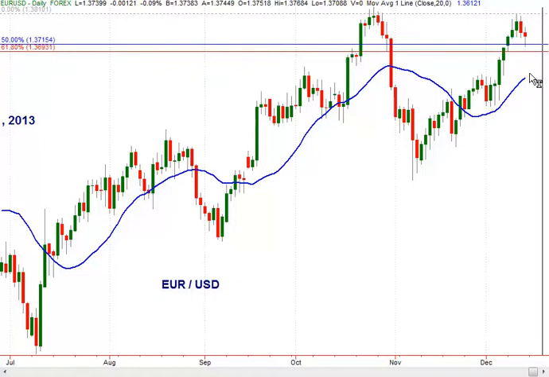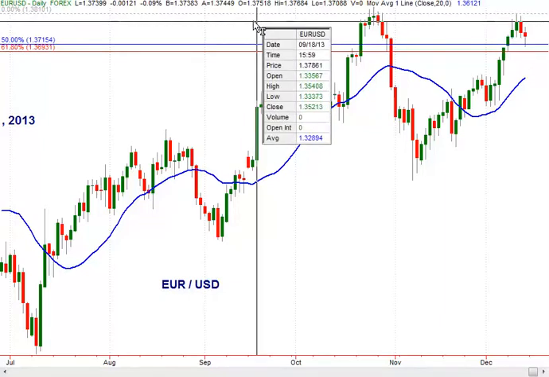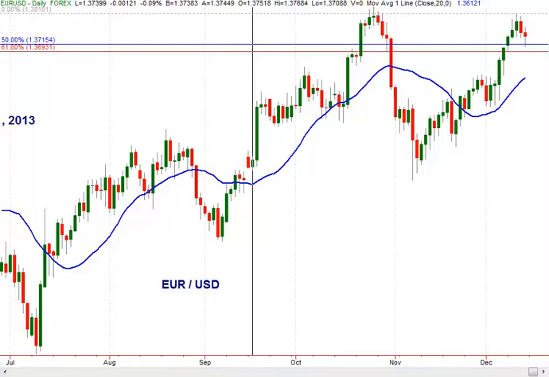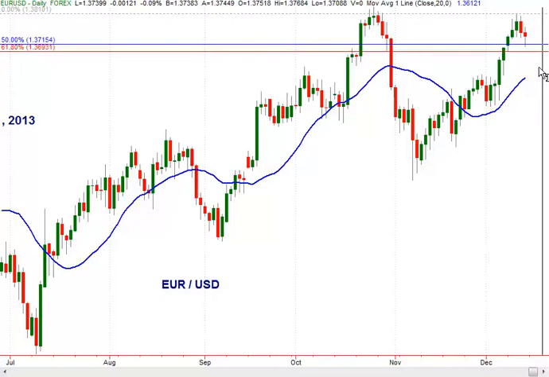If this level is broken, then we will need to reevaluate, and again there will be program trading pushing this price lower. Now I do not anticipate that, but the market can do anything, so we need to keep those scenarios in mind.